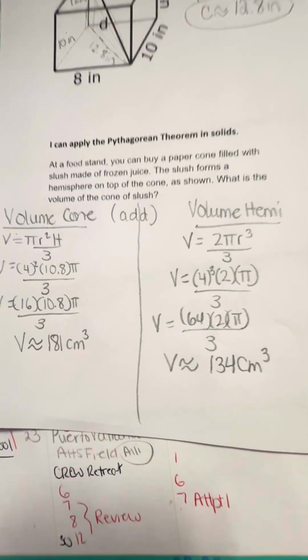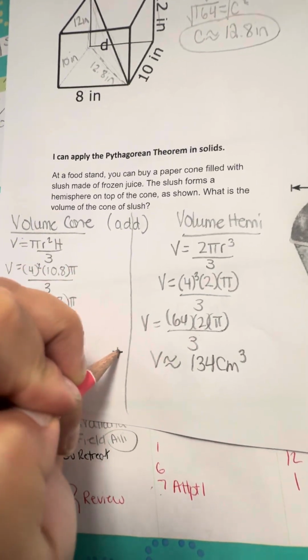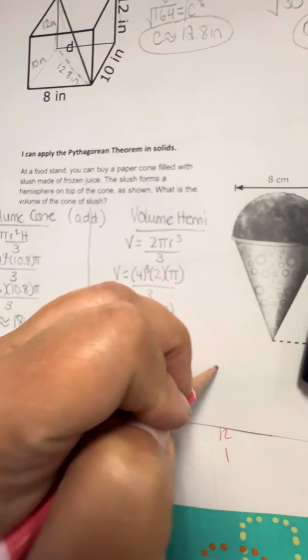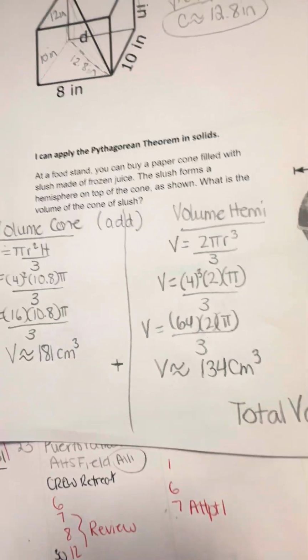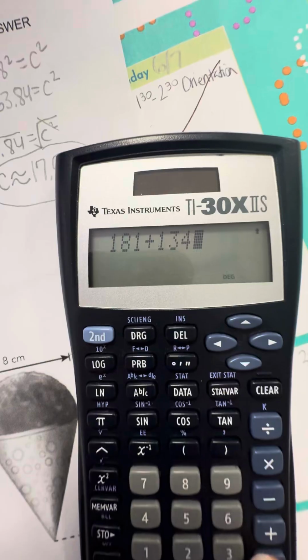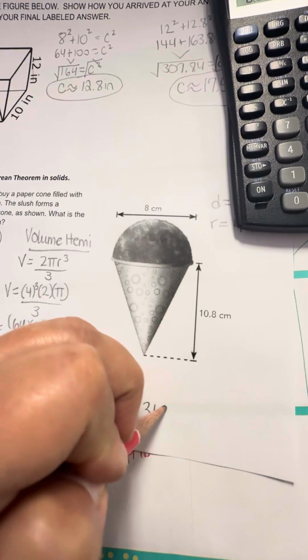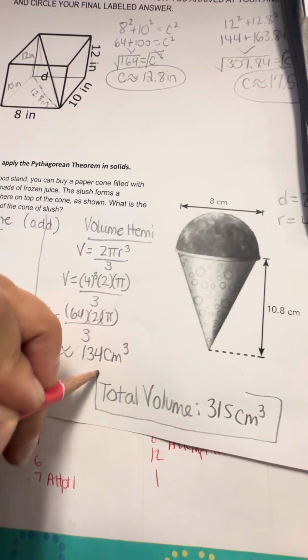So we have these two numbers. What we're going to simply do is take the two of them and add those two numbers together and get our total volume. When we add that together, we get 181 plus 134 for a grand total of 315. So our total volume for this is 315 centimeters cubed. And that, my friends, is how we do it.